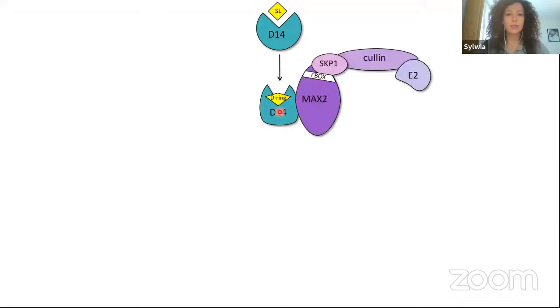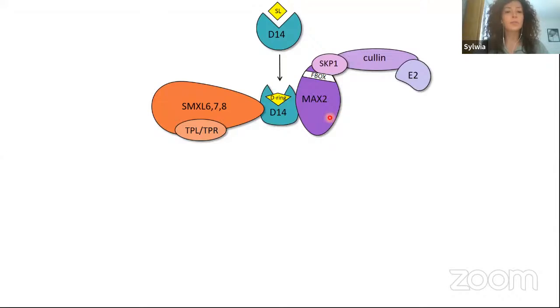That change in conformation helps the interaction with other complex components, among which is MAX2. It's an F-box protein, a part of the SCF E3 ligase, and the E3 ligase is known to ubiquitinate proteins and target them for degradation. Apart from the interaction with MAX2, D14 also interacts with the repressors of strigolactone signaling, which are called SMAX1-like 6, 7, and 8.